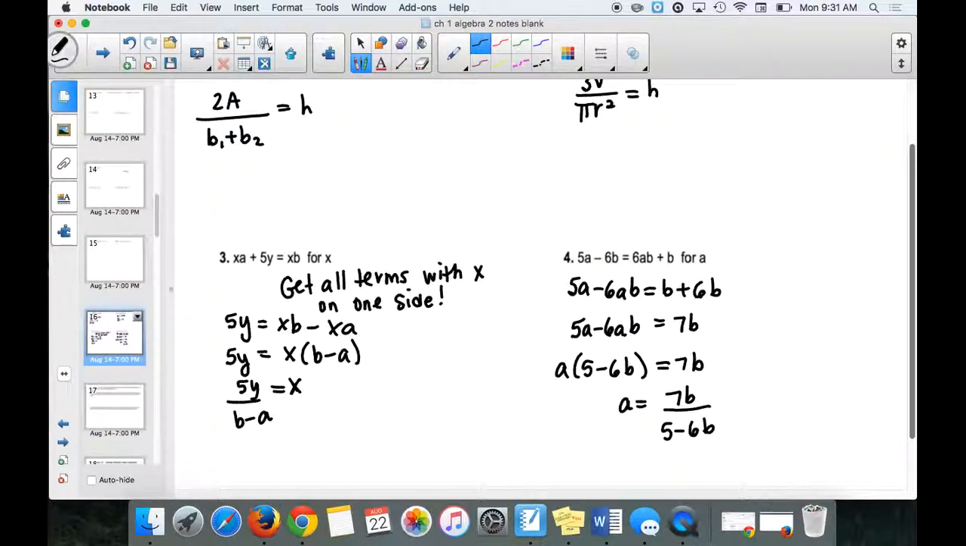All right, now if you had done this a different way, so let's say originally, instead of subtracting the 6ab to the left side, you subtracted the 5a to the right side. So maybe you do it differently. This is just something as you're checking your homework with your friends, you might have different answers. You could have negative 7b over 6b minus 5. So you could have that. So tell me what's different about that answer.